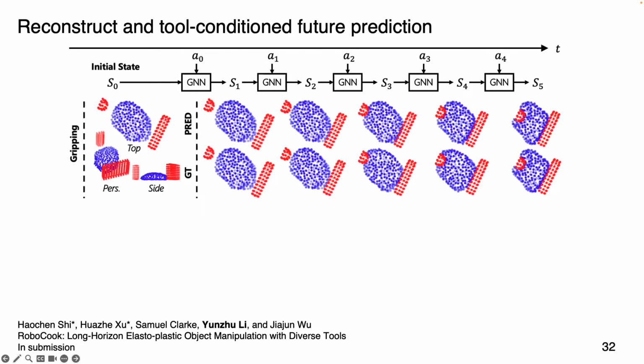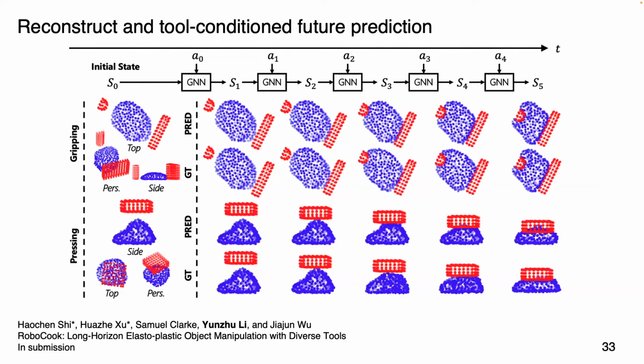The first row displays the prediction, while the second row presents the ground truth. As you can see from the image, our learned model accurately captures the geometric deformations of the dough, laying a solid foundation for the model to learn a policy on top of it. Here is another example of using pressers to deform to make the thickness of the dough thinner.